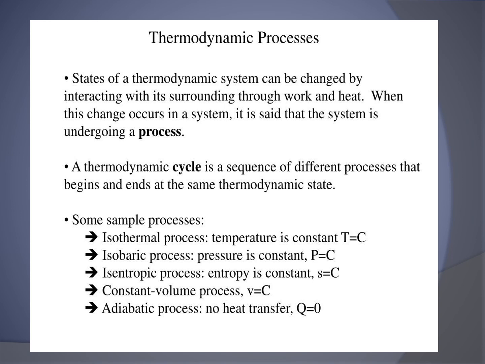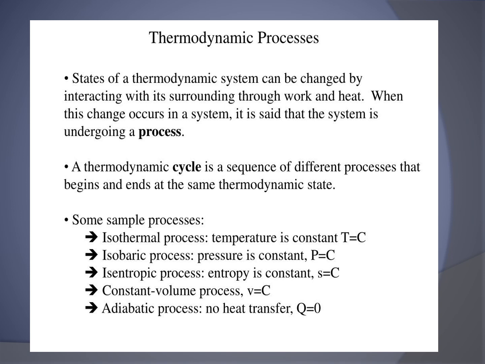Okay, you understood? The states of a thermodynamic system can be changed by interacting with the surroundings through work and heat. When a change occurs in a system, that is called a thermodynamic process. There is also a thermodynamic cycle, a sequence of different processes that begins and ends at the same thermodynamic state. Some sample processes are isothermal process, isobaric process, isentropic process, constant volume process, and adiabatic process.